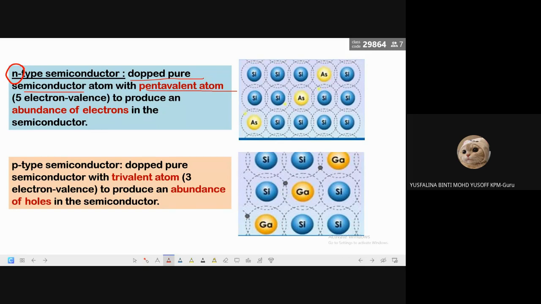Okay. P-type semiconductor. For a P-type semiconductor, you have to dope the pure semiconductor with a trivalent atom, meaning it has 3 valence electrons. So 4 plus 3 is 7. Is it enough for the orbit? No. If you want the orbit to be stable, you have to put 8 there, right? So there's not enough, one electron is missing, so they will produce an abundance of holes in the semiconductor. Because it should be 8, but 4 plus 3 is 7 only.